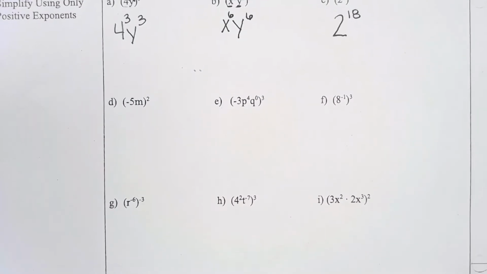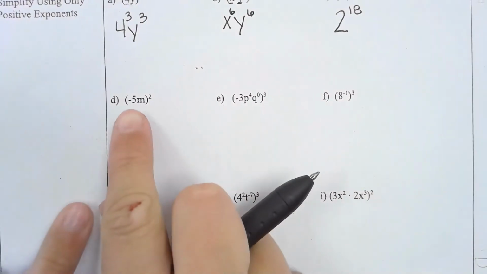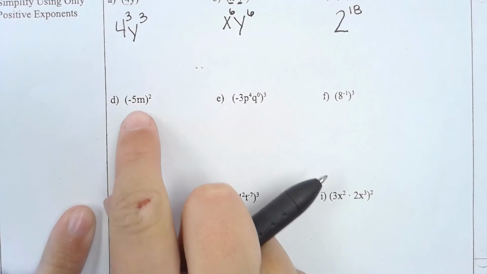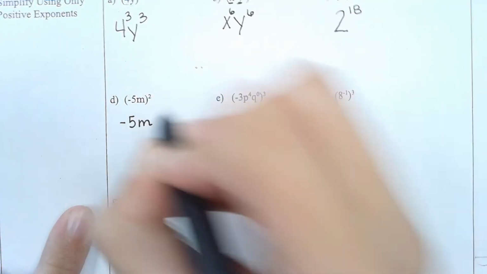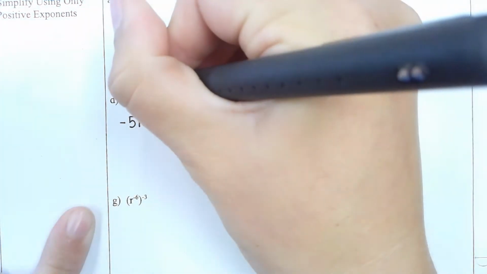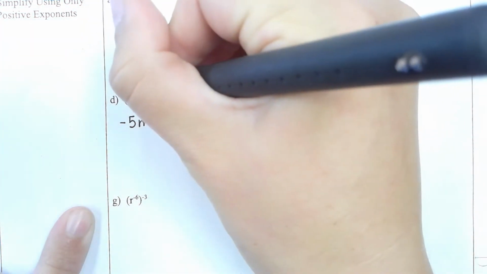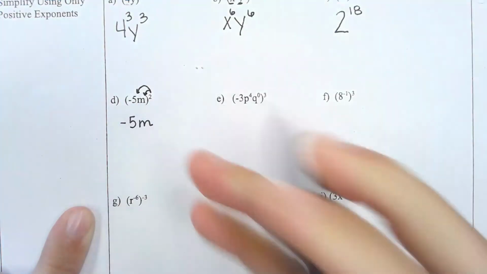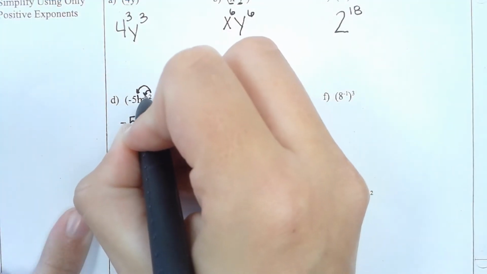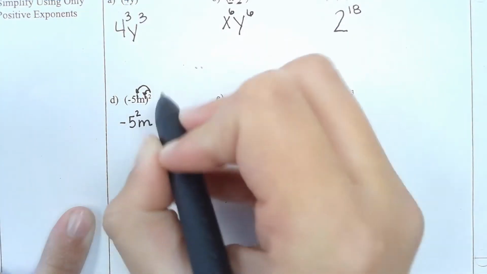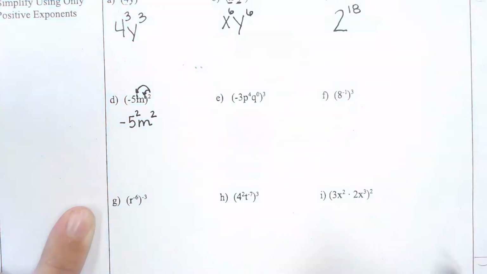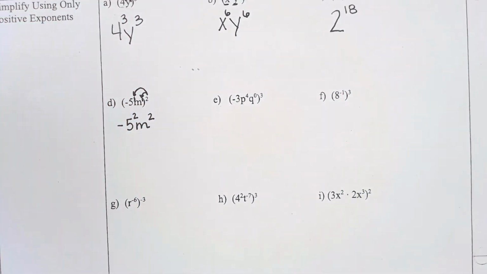All right, so let's try D. So negative 5 and m are our bases here, so we're going to leave those the same. And all that you're doing is you're going to multiply that 2 to its exponents. So even though there's no exponents showing, remember you can still put 1s here. So 2 times 1 is 2. 2 times 1 is 2. So it's going to be negative 5 to the second, m to the second.